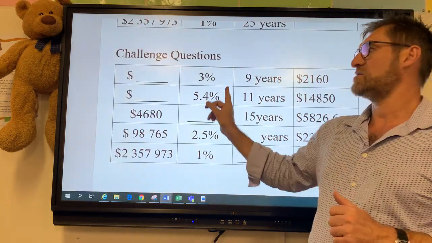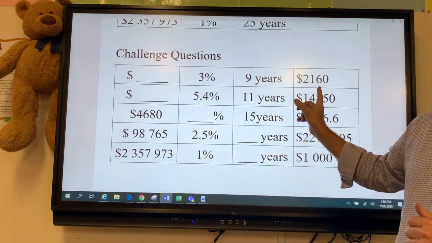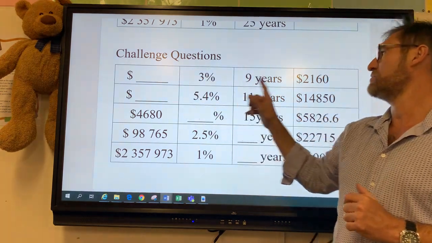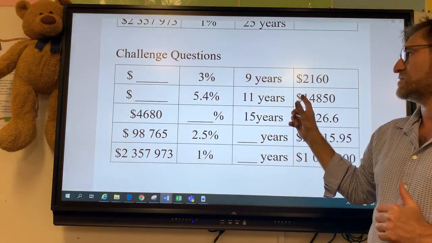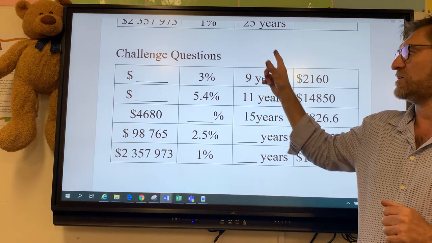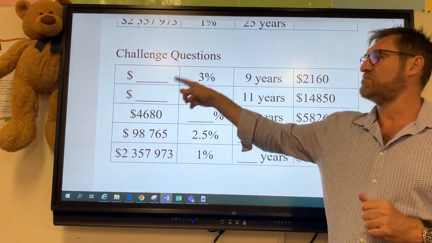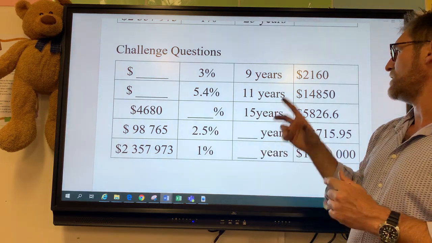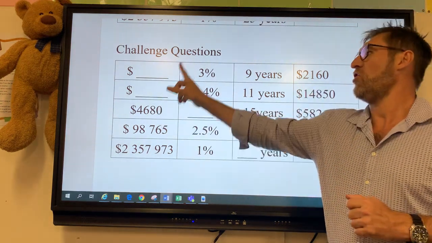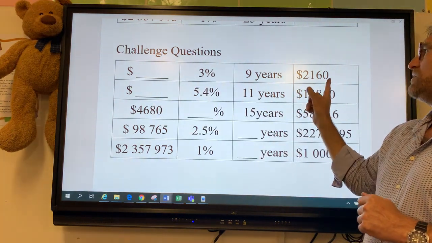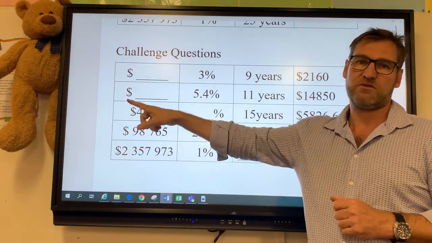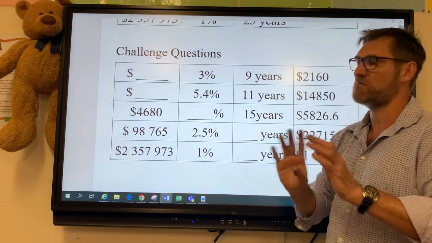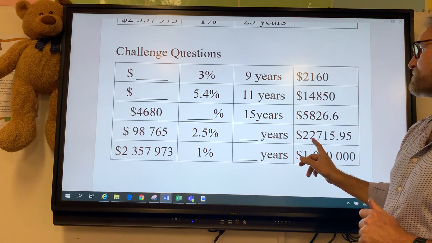Challenge exercises. If you want to try working backwards to find these amounts of money, I'm giving you how much interest you've earned. I'm telling you it was in the bank for 9 years and you earned 3%. How much money was your principal investment? How much money did you start with? All right, so if you used times to get that number, what would be the reverse of it? Think about the opposite of times and you should figure those out.